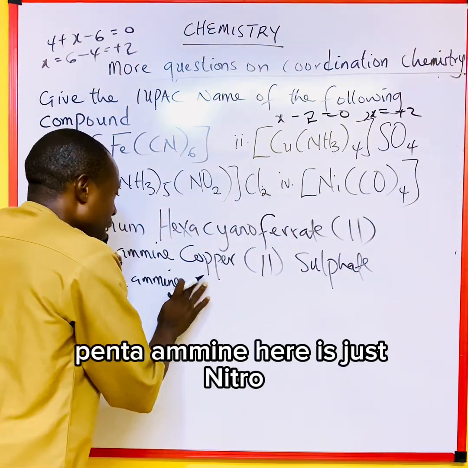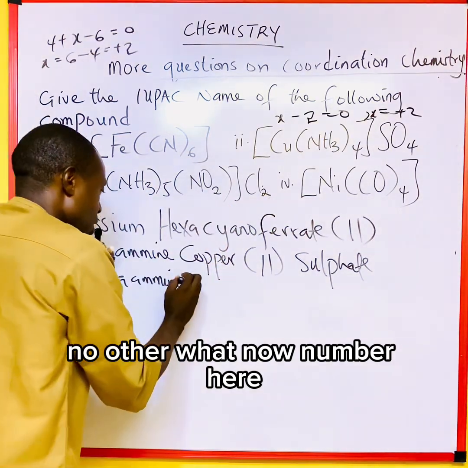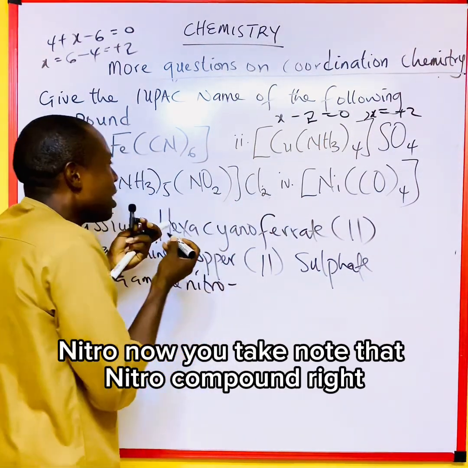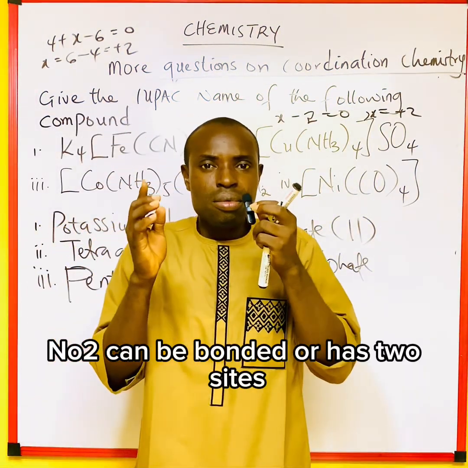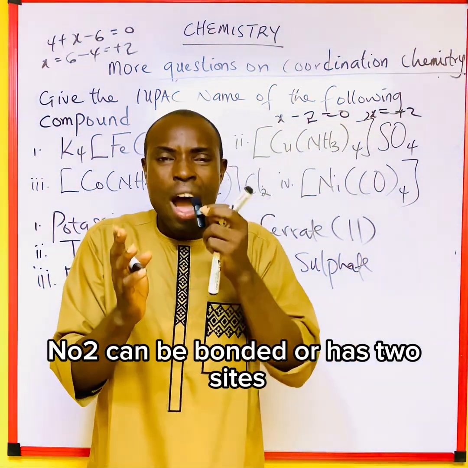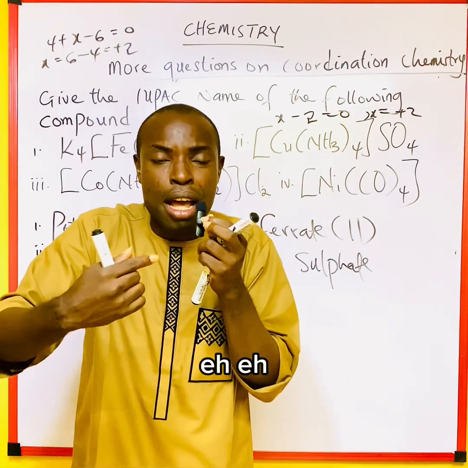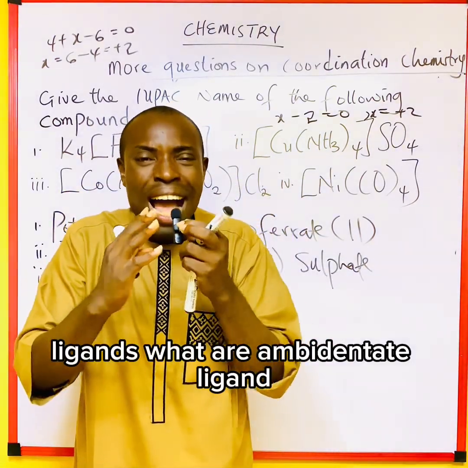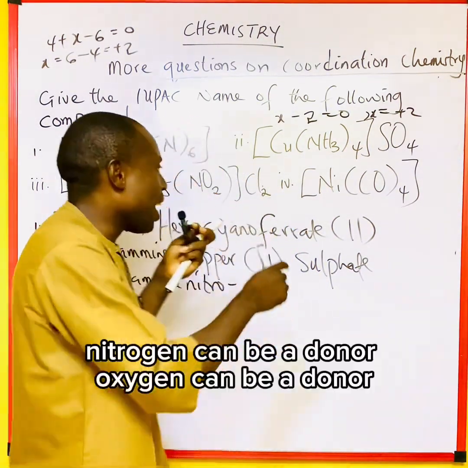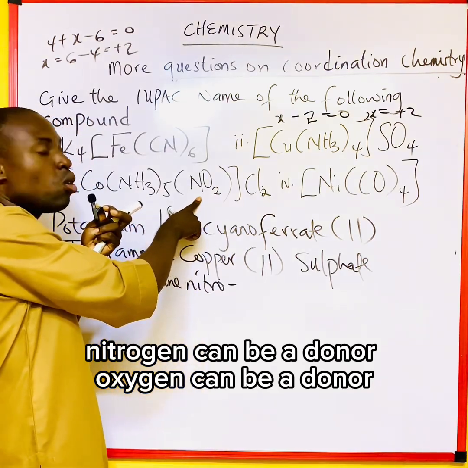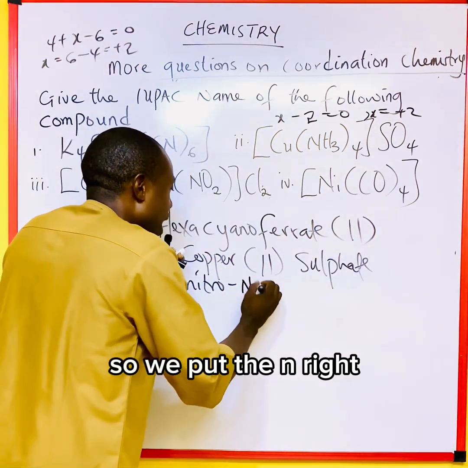Now, pentaammine. Here is just nitro. No other number here. Nitro. Now, you take note that the nitro compound, NO2, can be bonded at two sides. It is an ambidentate ligand. What are ambidentate ligands? Ligands that can be bonded at two different sites. Nitrogen can be a donor, oxygen can be a donor, but in this case here, nitrogen is the donor. So we put the N, right?